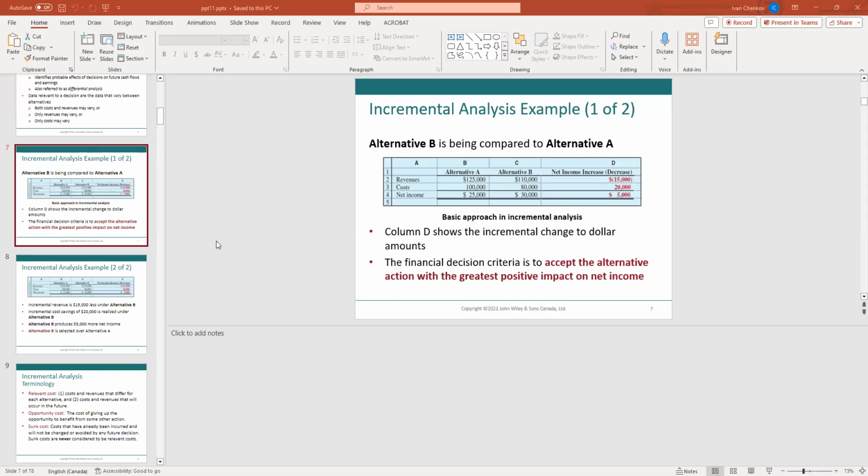These sessions just in case. So the incremental analysis.